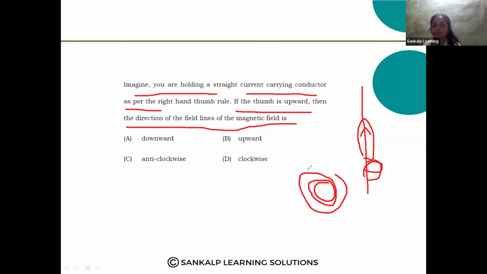So the concentric circles will be like this. Then what is the direction of the magnetic field lines in this field? Is it clockwise, anti-clockwise, downward, or upward? So how will you represent this? Just imagine, just apply the right hand thumb rule. How are your fingers around that current carrying conductor? Is this a clockwise or anti-clockwise direction?